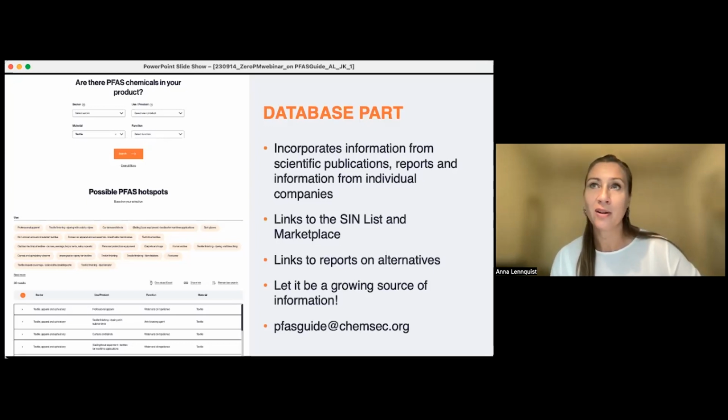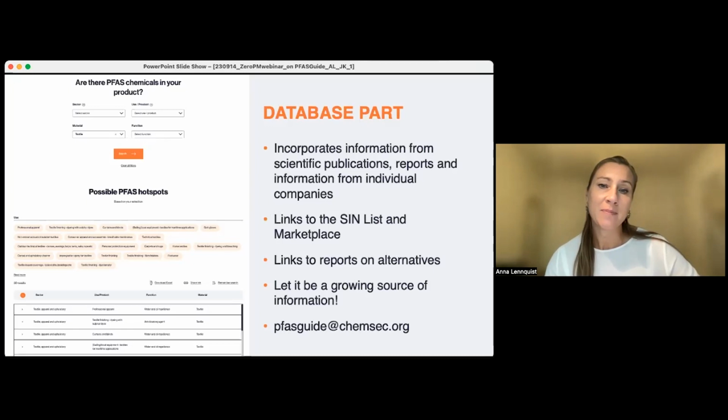So if you are using PFAS or you know about PFAS use and you find something which is not in the database, you're very welcome to provide that information to us so that we can extend this. And we are also building this continuously with, for example, information from the restriction dossier, which holds a lot of information about PFAS uses.